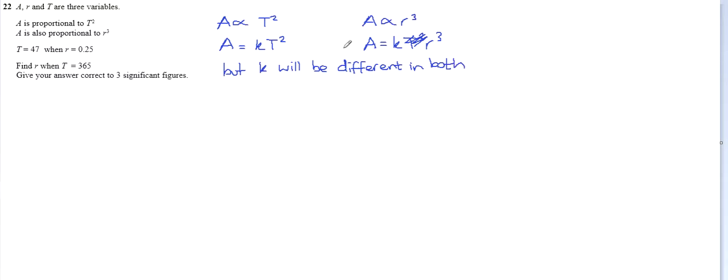And what might be a good idea is if we write this one in capitals and this one in lowercase like normal. It's just going to help us not get mixed up. Okay. Now these are both equal to A. So what we could do is rewrite them equal to each other because they're both equal to the same thing, so we can safely do that.